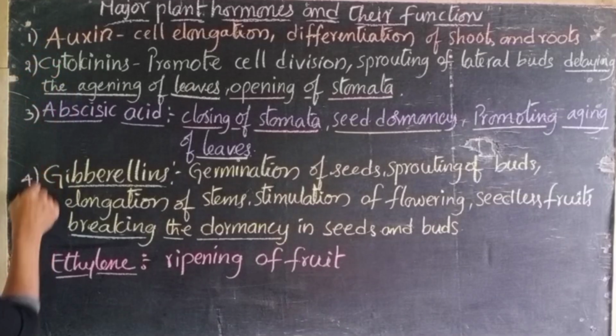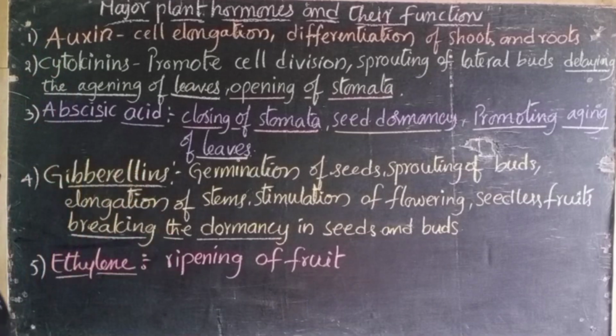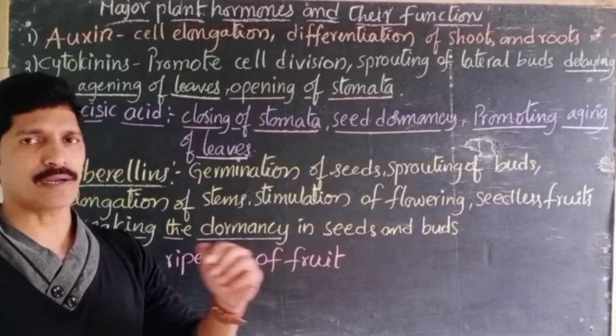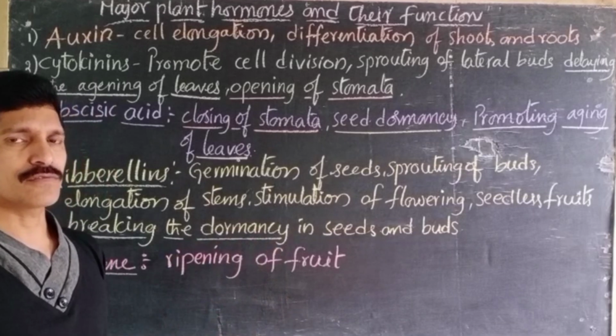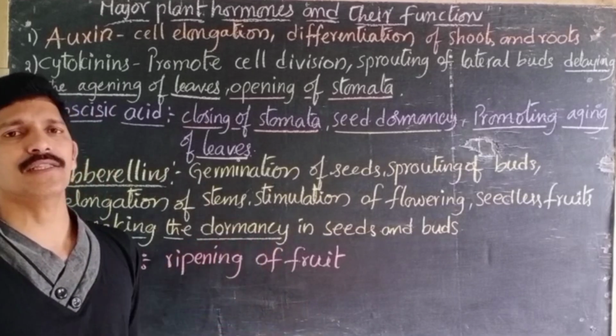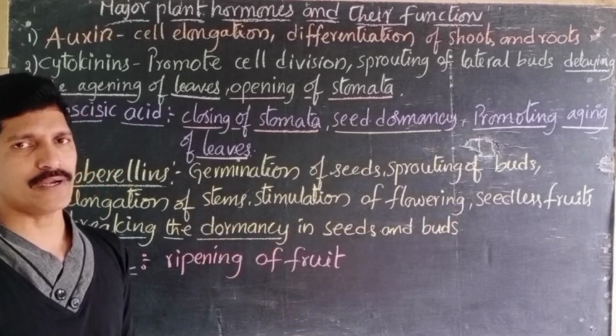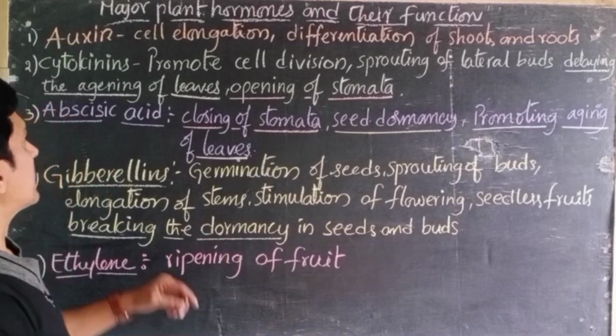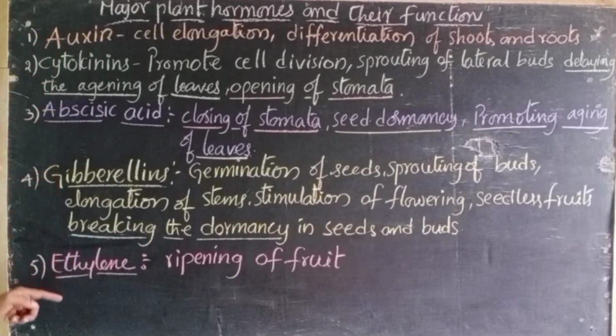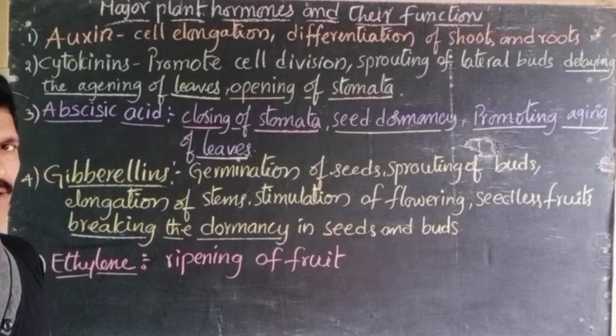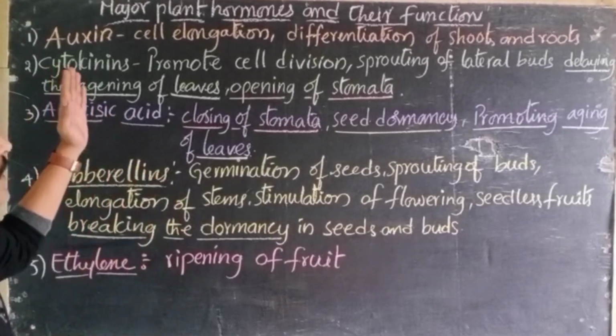These are also called phytohormones. Phytohormone means hormones present in the plant body, right? And basically these are the 5 phytohormones, or plant hormones, present in the plant body. And what are their functions?